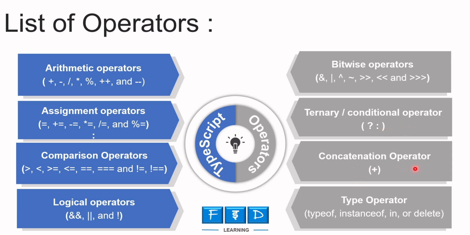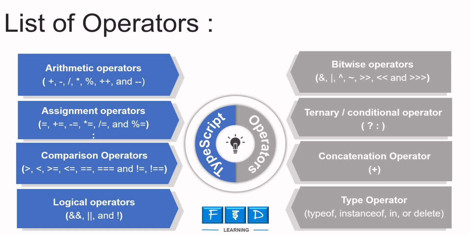Next operator is the concatenation operator. The concatenation operator is used to join 2 or more strings into one single string, and it is indicated with the plus symbol. Next and last operator is the type operator. Operators which are used with objects such as typeof, instanceof, in or delete operator. So that's all about the basics of TypeScript operators.